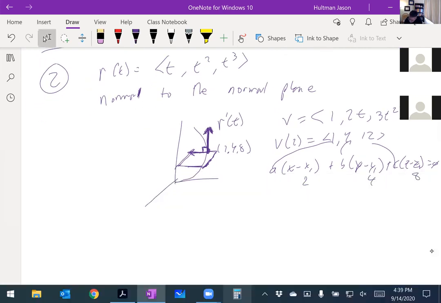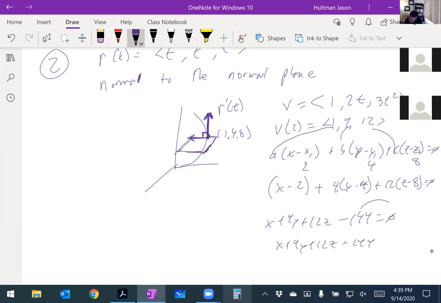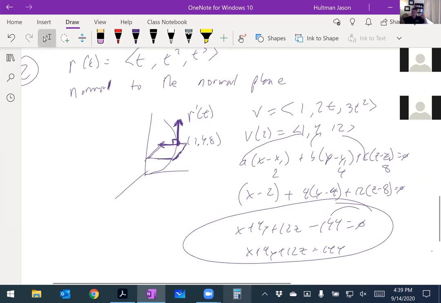When you do that, you get x minus 2 plus 4 times y minus 4 plus 12 times z minus 8 is equal to 0, and you can solve this pretty easily. This is x plus 4y plus 12z minus 144 is equal to 0. If you want to toss the 144 over, you can, but it's not necessary. So x plus 4y plus 12z equals 144. Either of these would be fine.